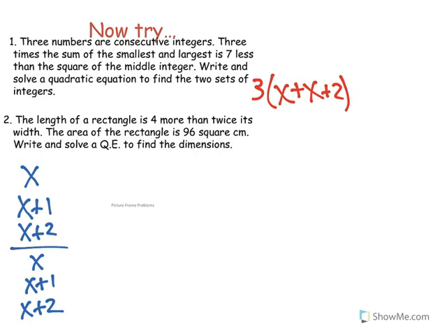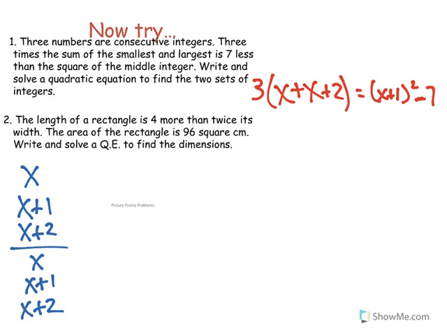So I've got 3 times the sum of my smallest and the largest is 7 less than the square of the middle. This is an example where, me personally, I would make x the middle one. I don't want to square x plus 1. How many of us are going to make mistakes and put x squared plus 1 instead of x squared plus 2x plus 1 because we're not going to expand it, right? Most of us are probably still going to do that. So for me, it would be easier to make x the middle one.